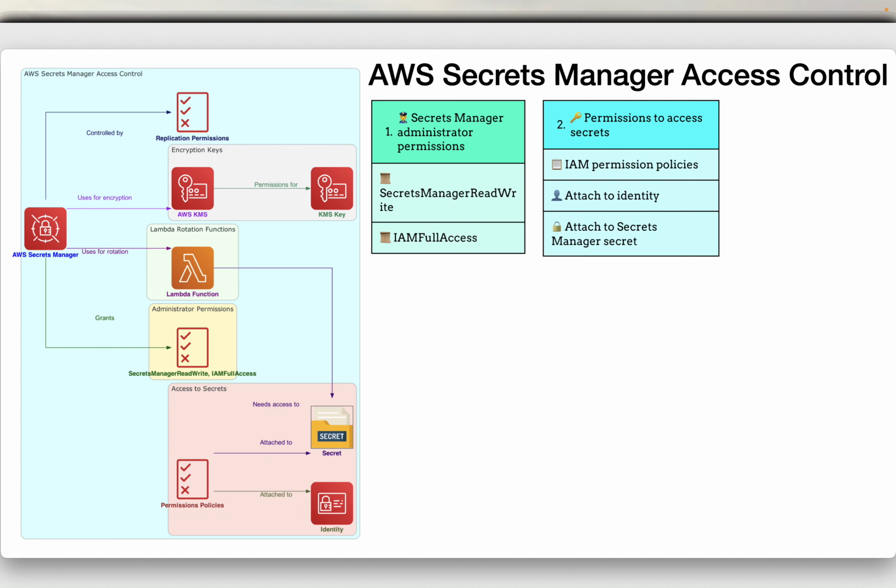And next is permissions to access secrets. By using IAM permission policies, you can control which users or services have access to your secrets. A permissions policy describes who can perform which actions on which resources. You can attach a permissions policy to an identity, which is basically your user, group, or role. And you can attach a permissions policy to an AWS Secrets Manager secret.